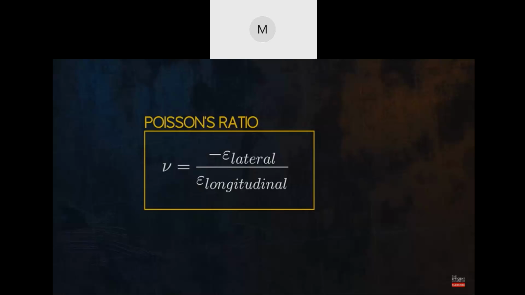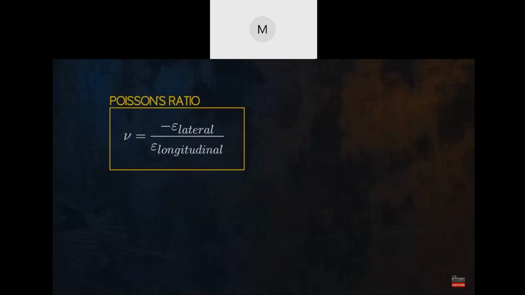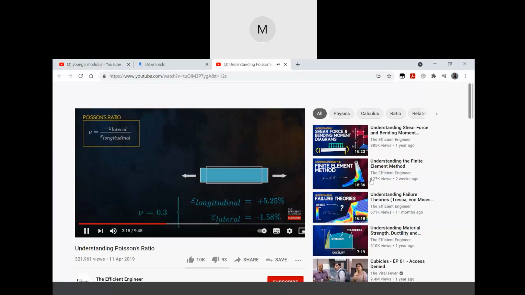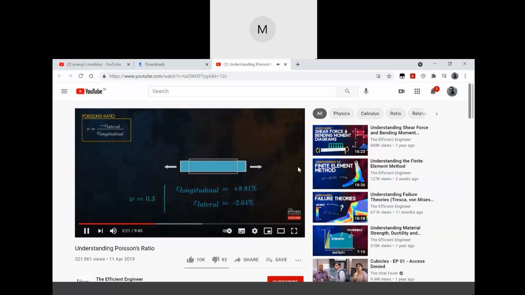You might be wondering why a minus sign slipped into the equation. Remember that by convention, tensile strains are positive and compressive strains are negative. The minus sign is just there so that for the typical case where the lateral strains are opposite in sign to the longitudinal strains, we get a positive Poisson's ratio.